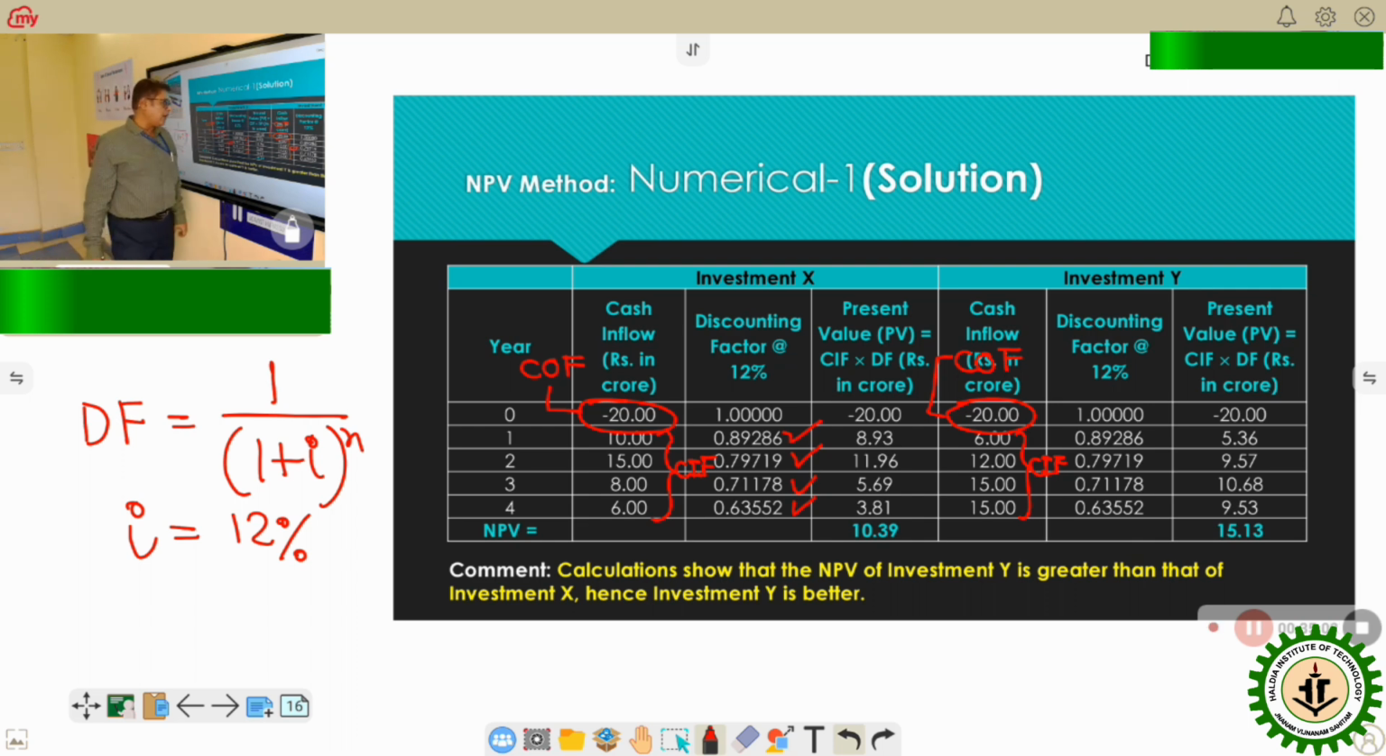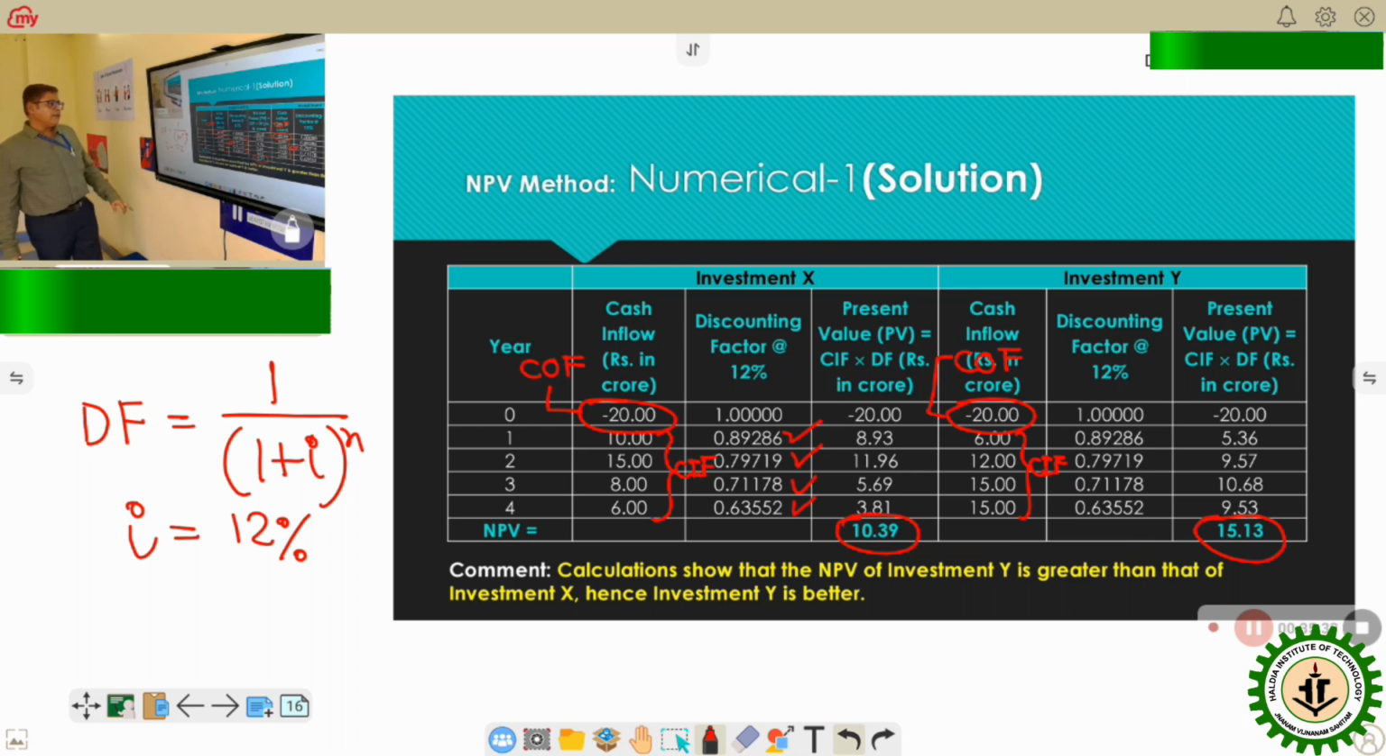After calculating the present value of cash inflow for X and Y, we get 10.39 as the NPV for X. That means minus 20 plus 8.93 plus 11.96 plus 5.69 plus 3.81 equals 10.39. In this case also, for Y, we obtained 15.13 crore. Now the question is which investment proposal is better?